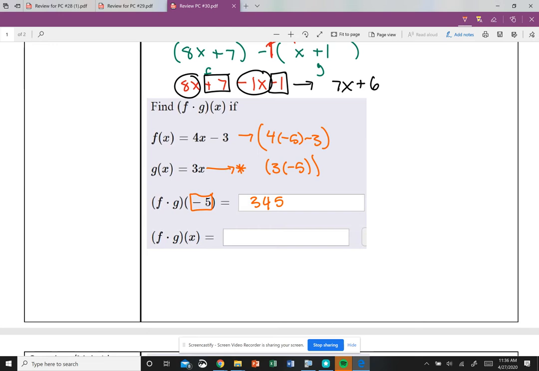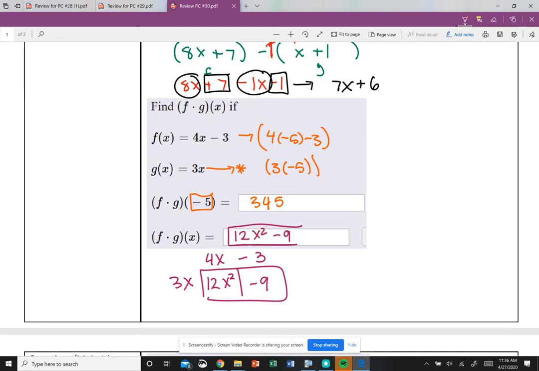All right, let's see what happens when we multiply them together. And again, I'm going to use my box just like I did on that last review. So I'm going to take my 3x, and I'm going to multiply it by 4x minus 3. So 3x times 4x is 12x squared. Then 3x times -3 is a -9. There's nothing to combine, so this is just 12x squared minus 9.